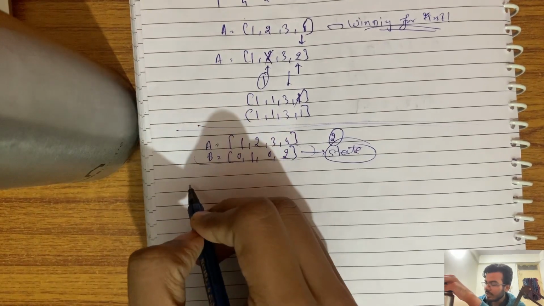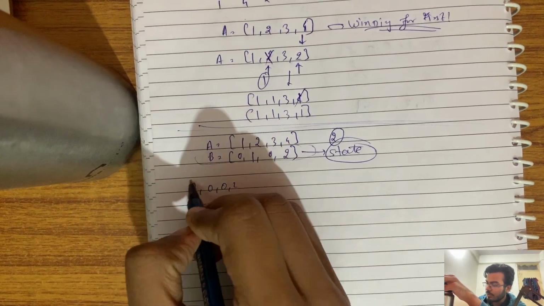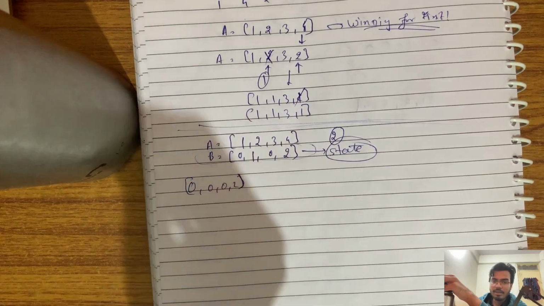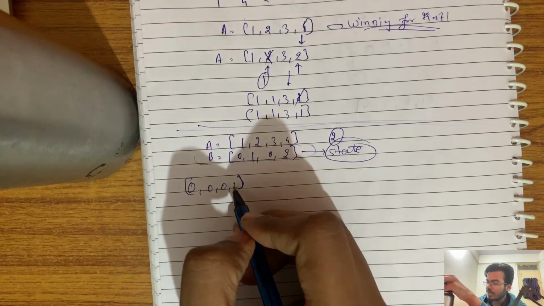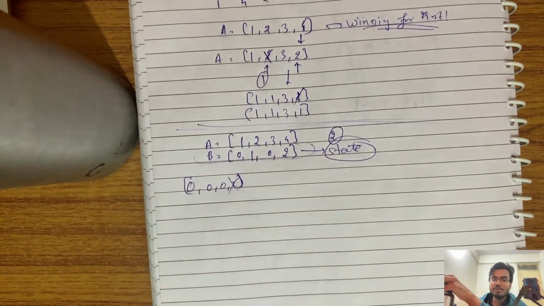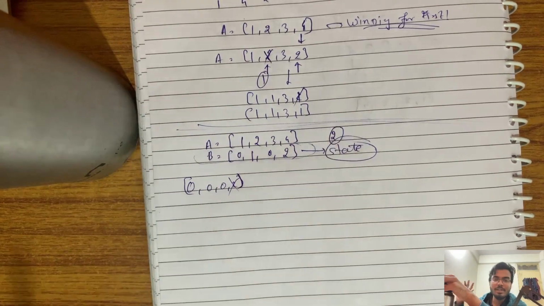Let's consider another state, like 0 0 0 and 2. This is obviously a winning state for the first player, because he can just delete this 2. He can choose 2 raised to the power 2, and then he will win, right?